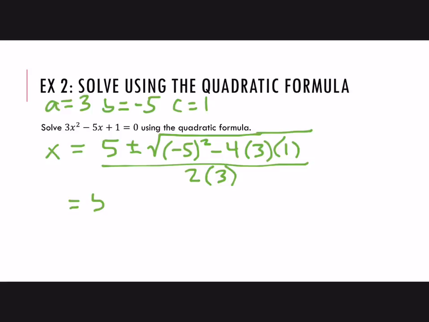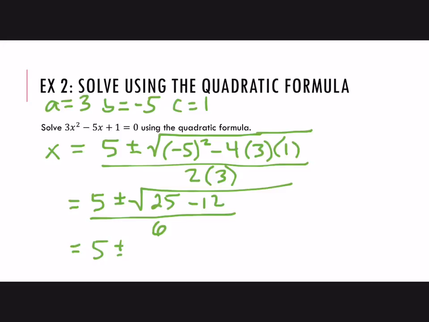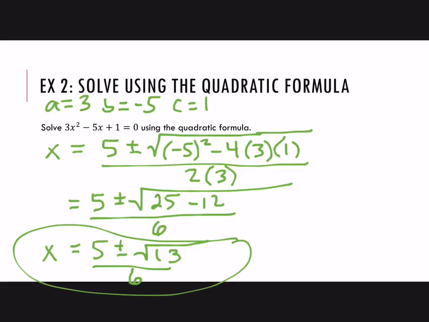Okay, so simplifying the part inside the square root first. 5 plus or minus square root. Negative 5 squared is 25. All right, and then negative 4 times 3 times 1 is negative 12. Divided by 6. And that's 5 plus or minus square root 13 over 6. All right, 13 is a prime number, so I'm not even going to try to factor that. Square roots of anything that's a prime, that's as simplified as it can get. So those are the 2 answers. Okay, 5 plus or minus square root 13 over 6.